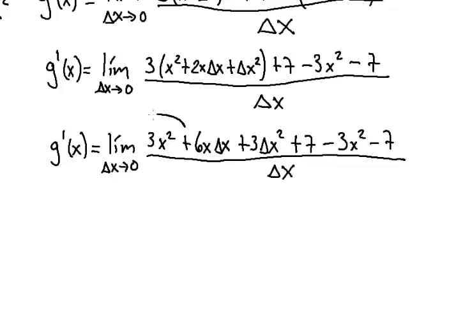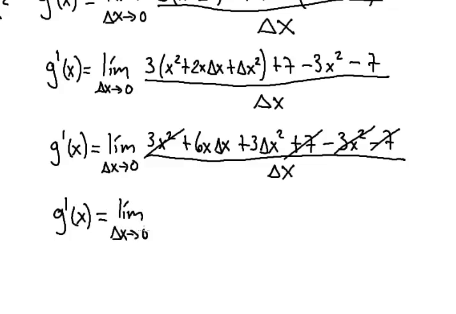Now, notice that this 3x squared with this minus 3x squared are going to cancel each other. So they cancel each other. Then, this plus 7 and this minus 7 are going to cancel each other. So, I'm going to mark that they got canceled. Next step will be then g prime x equals limit as delta x approaches 0 of 6x delta x plus 3 delta x squared.